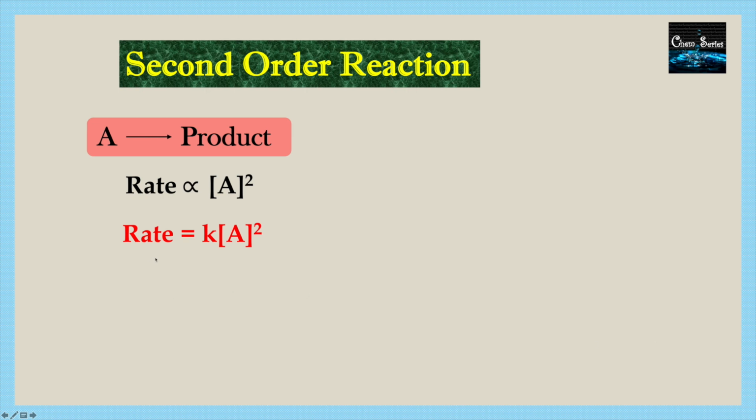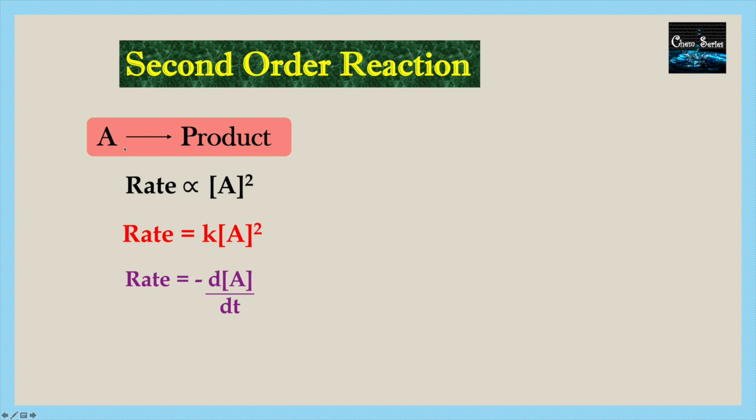So up to this it is clear, right? For the reaction A gives product, we have written rate is equal to K into A power 2. So let's see the derivation of the second order reaction, so that from that derivation we can calculate the rate constant or time or even the initial concentration or the concentration at any time.